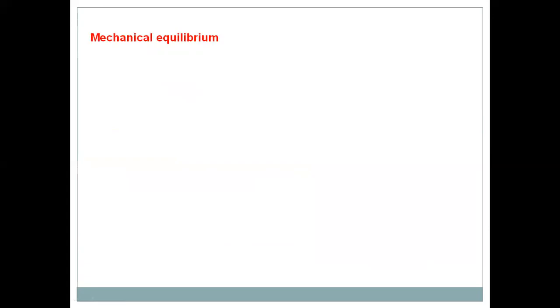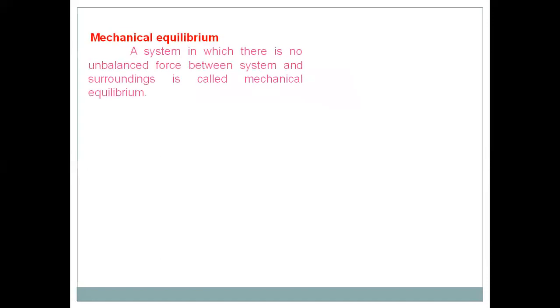So here we will discuss some equilibrium positions. What is mechanical equilibrium? What is chemical equilibrium? What is thermal equilibrium? And later, what is thermodynamic equilibrium? Mechanical equilibrium is when there is no unbalanced force between system and surroundings. No unbalanced force means the net force acting on the system is zero.